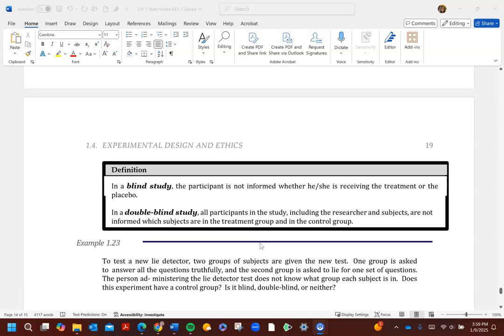Okay, I think this is almost the last one. In a blind study, the participant is not informed whether he or she is receiving the treatment or the placebo, and I talked about this a moment ago. And double blind is when the participants don't know and also the researcher doesn't know.